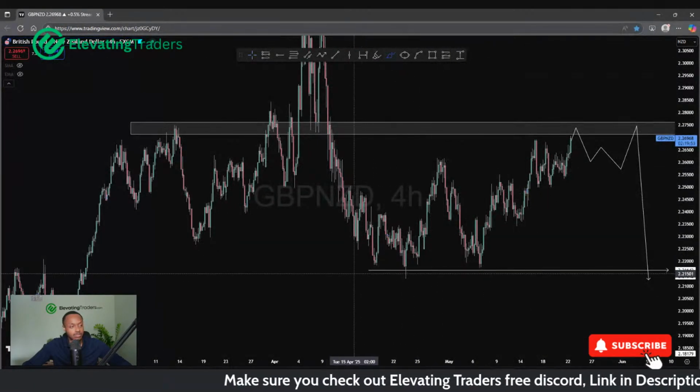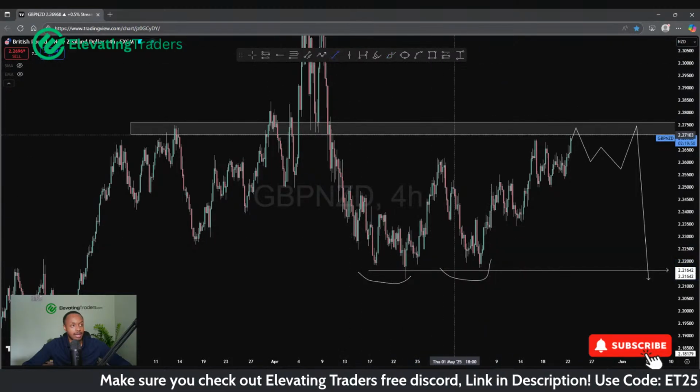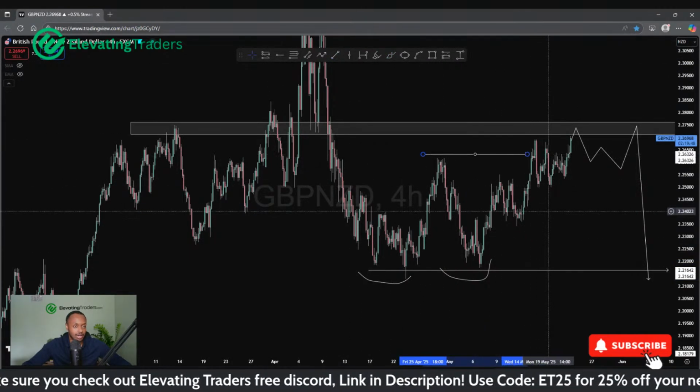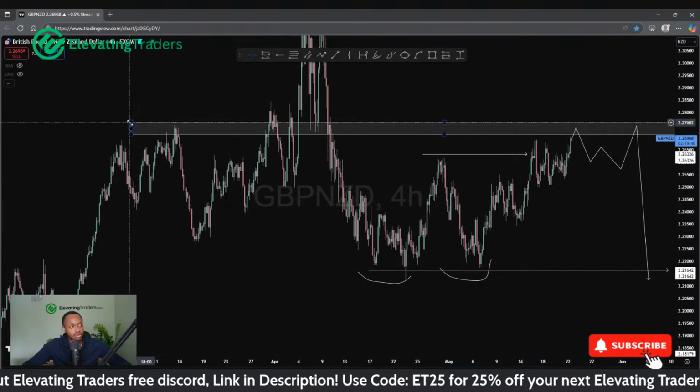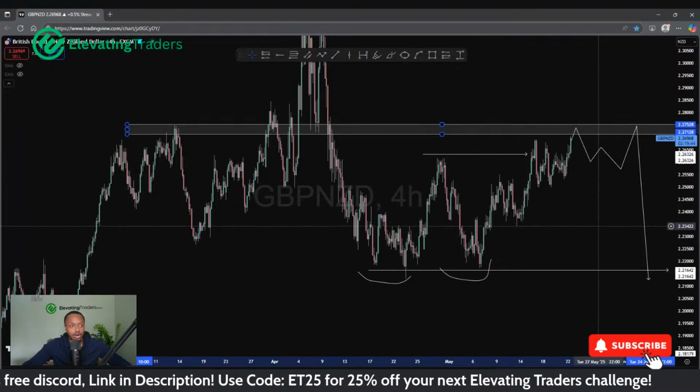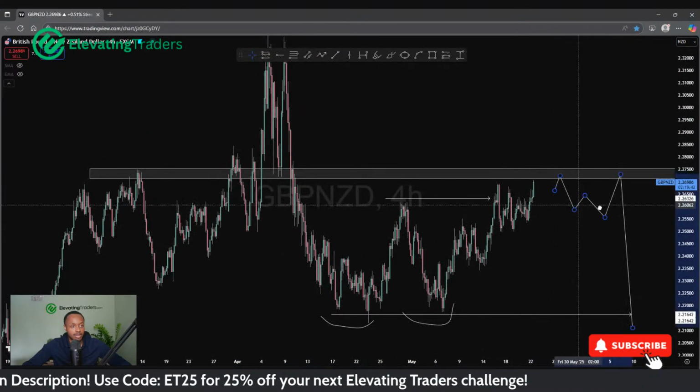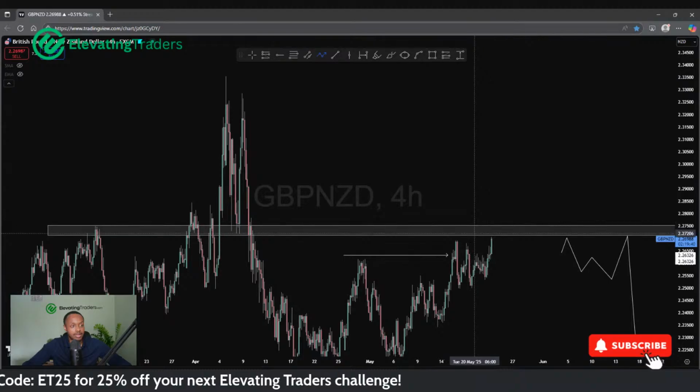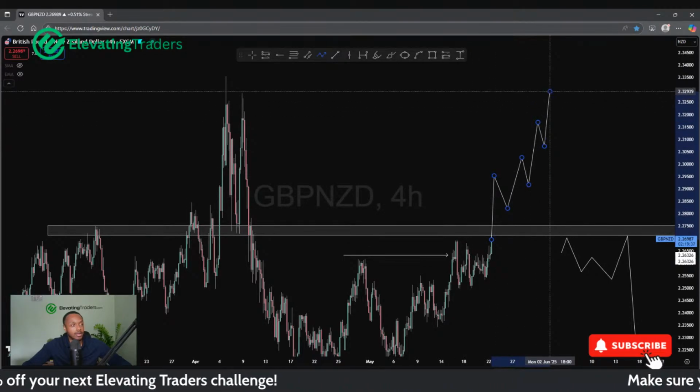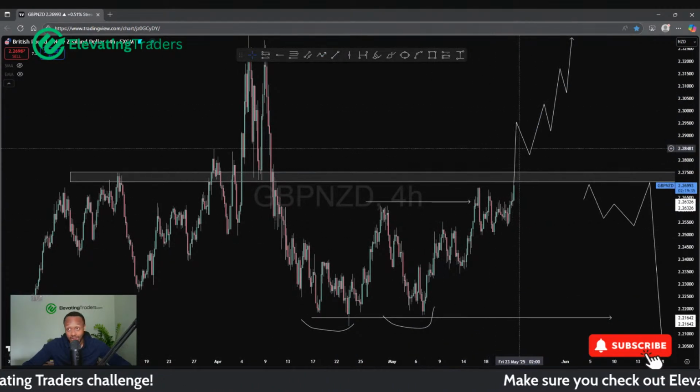We double bottomed here and did take out the highs here, so that's definitely a bullish indication. But we are coming into pretty significant resistance now, so it's make or break for pound NZD. If we do clear this level well, then yeah, I wouldn't be looking to sell the market again if we clear that well.